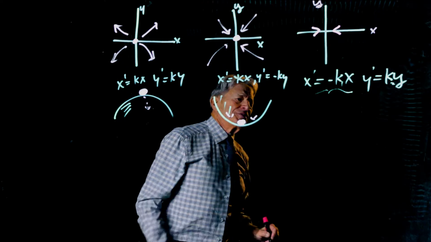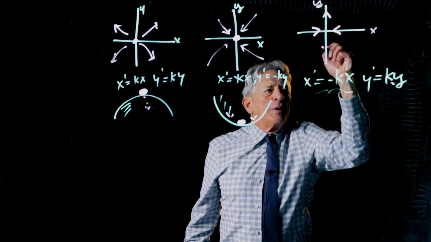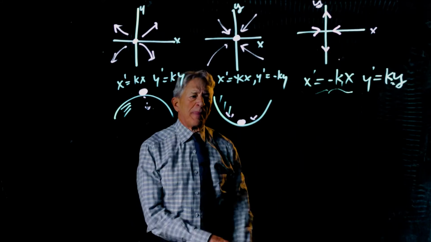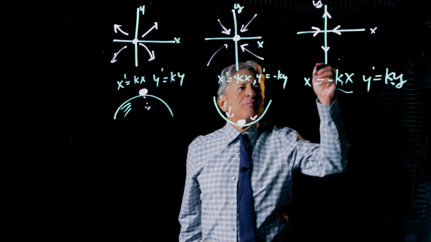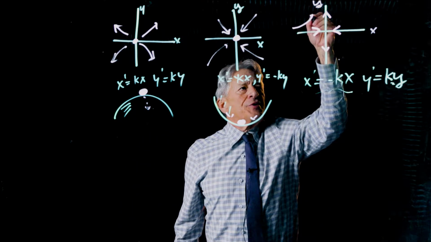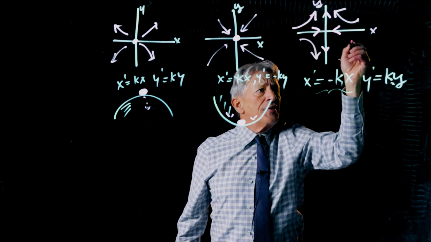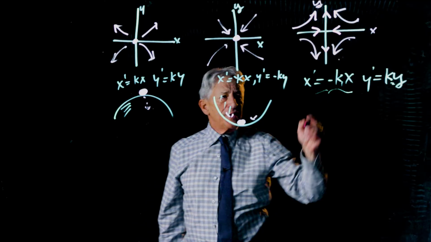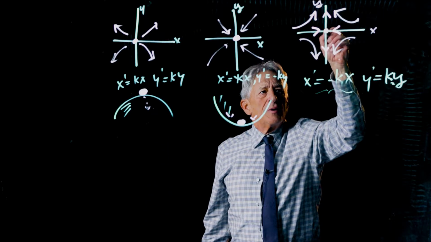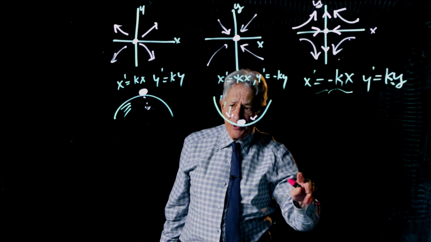In the y direction, it's an unstable equilibrium point. And this is a new animal. So the trajectories here are going to go like this, they're going to go like that, they're going to go like this, and they're going to go like that. And so this equilibrium point is a new kind of equilibrium point.